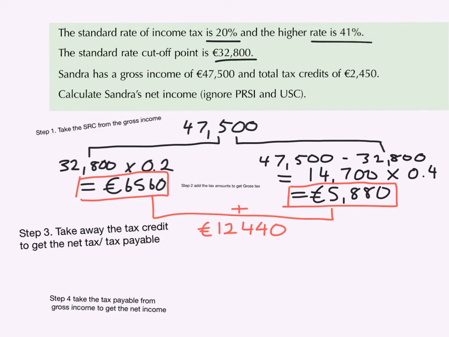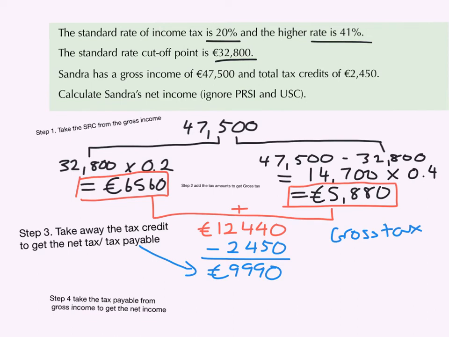Now my step 3 is going to take away the tax credit to get the net tax, or the tax payable. So just to do a little bit of recap here, this is my gross tax. From that I'm going to take away my tax credit, so minus 2,450. That is going to give me 9,990, and that's my tax payable.